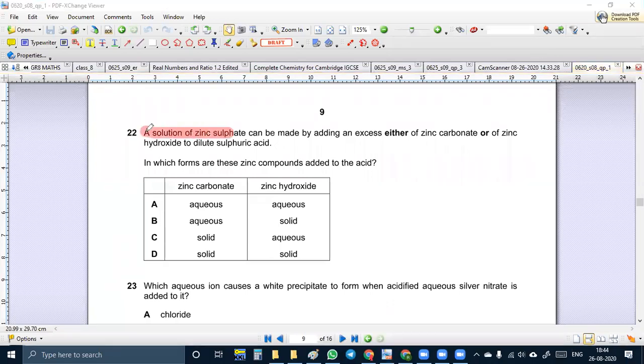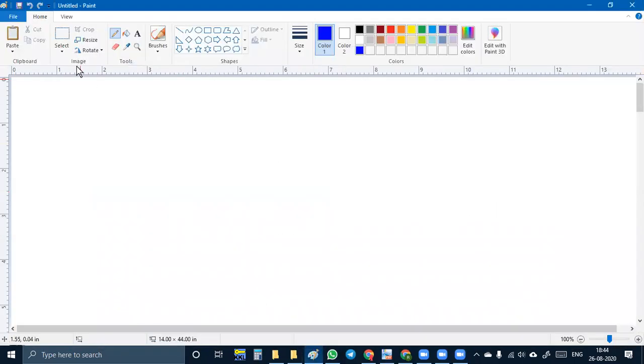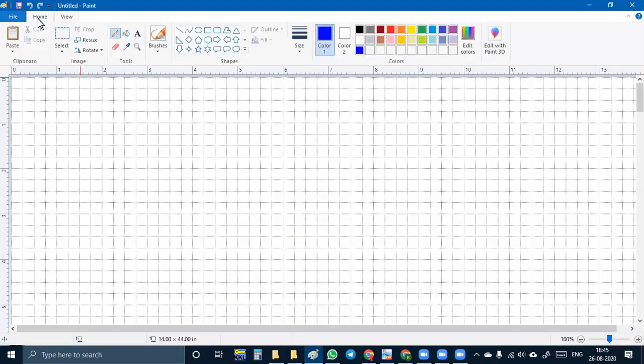Okay, a solution of zinc sulfate can be made by adding excess either of zinc carbonate or zinc hydroxide to dilute sulfuric acid. In which forms are the zinc compounds added to the acid? Okay, we have to prepare zinc sulfate. What is the formula of zinc sulfate? ZnSO4. Okay, I want to prepare ZnSO4.